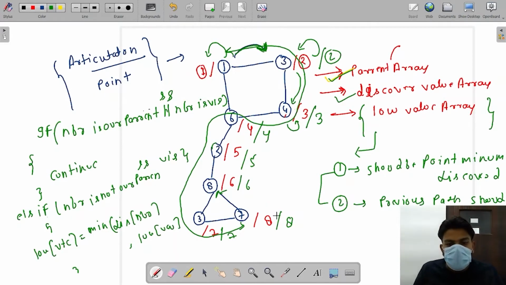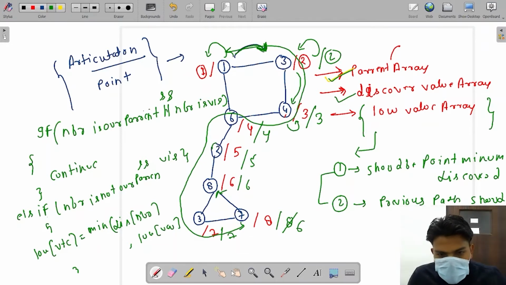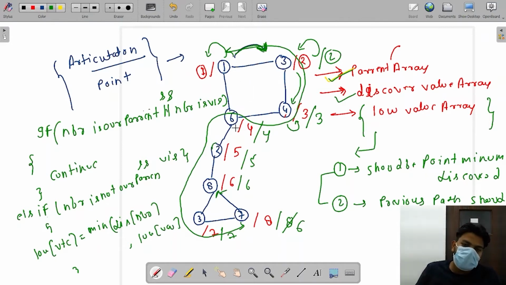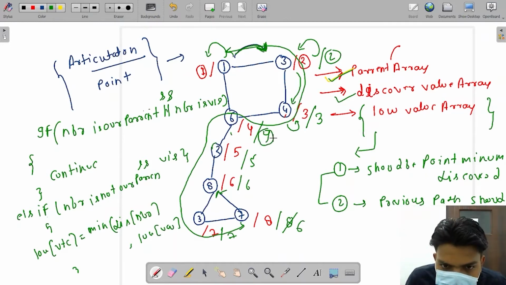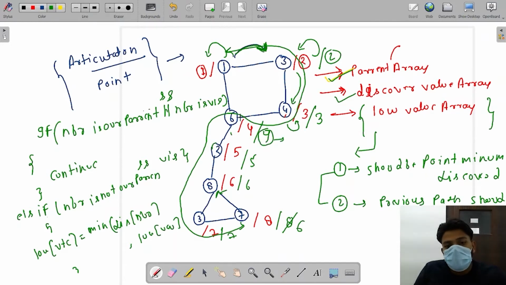So in this condition we update our low value to 6 because this is smaller. And same thing here, 6 at the same stage. How? What is the same thing? Normally 6 has a 4 as a low value, and we have to ignore this path. So 6 has a parent 4, but we have to ignore the path because the neighbor is our parent.